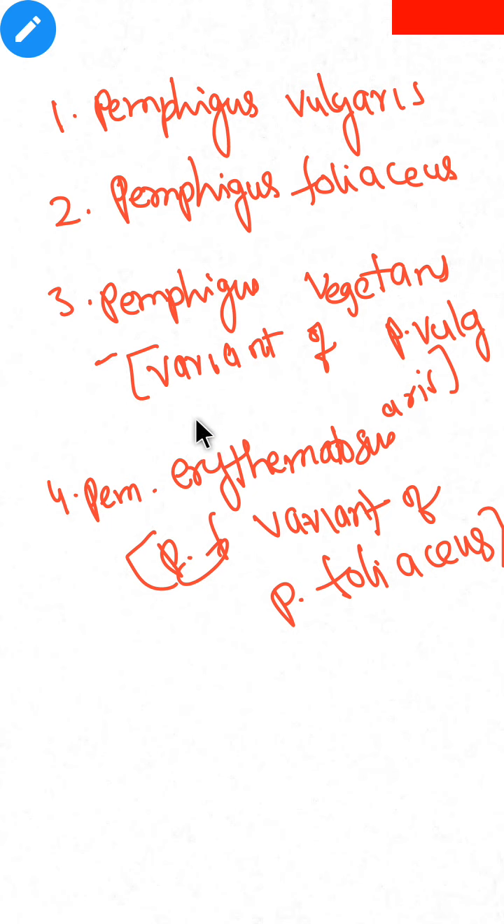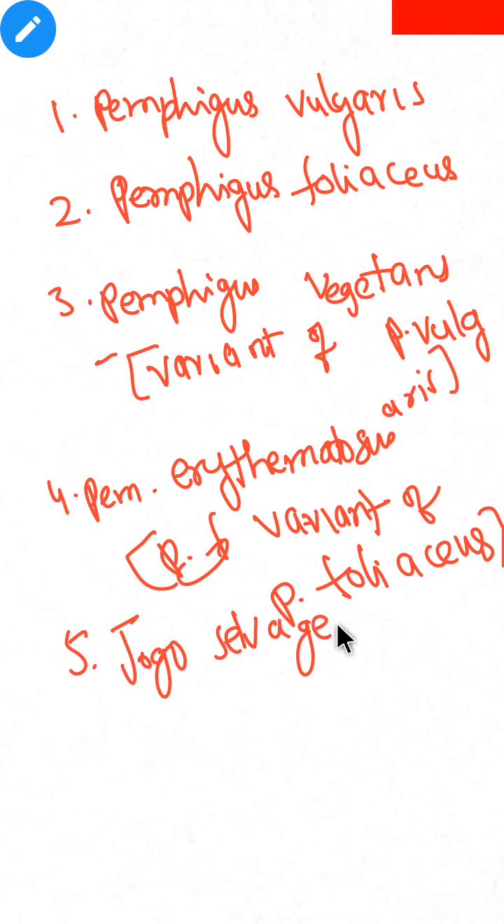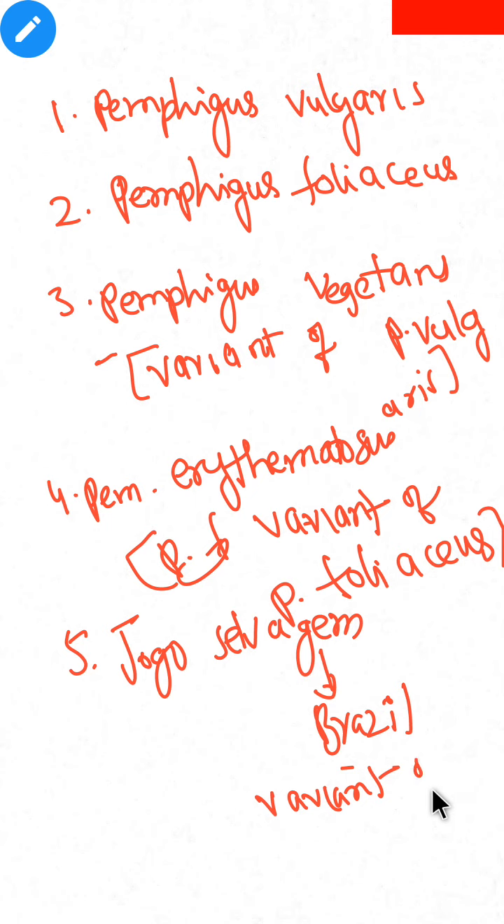Okay, so basically these are the main important types, and other types are also there, but they are rare, though we have to remember their names. Fifth type is jogo selvagem. Okay, this is mainly seen in people living in Brazil, and it's a variant of pemphigus foliaceus.